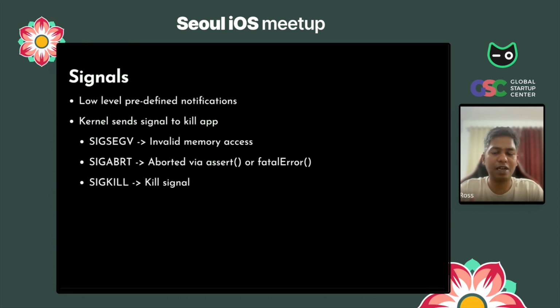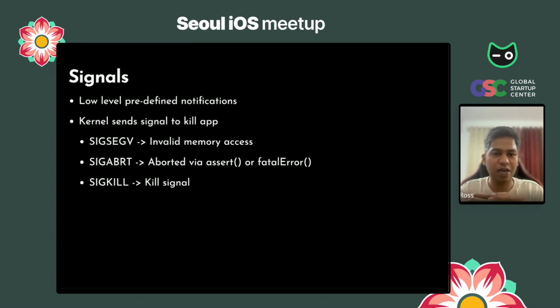SIGABRT is a signal that's thrown when you call asserts, preconditions, and fatal errors from your code. This is something that people most commonly end up interacting with. And the last one is pretty self-explanatory: SIGKILL, essentially the kill signal. SIGKILL is usually thrown by the operating system when your app is in deadlock, or if you get a watchdog termination, then the OS will send a SIGKILL signal towards your app.